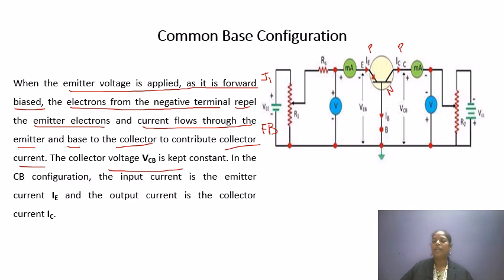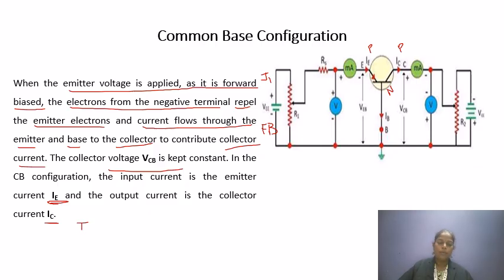So first we want to find the input current. To find the input current, the output voltage is kept as a constant. In this CB configuration, the input current is the emitter current. The current is flowing from here to here, it is the input current. And where are we getting the output? Since it's a common base, the base is acting in the middle, as the common. So the output is taken at the collector. So IC is the collector current. So IE is the input and IC is the output.